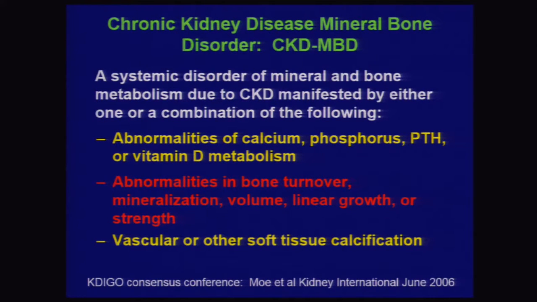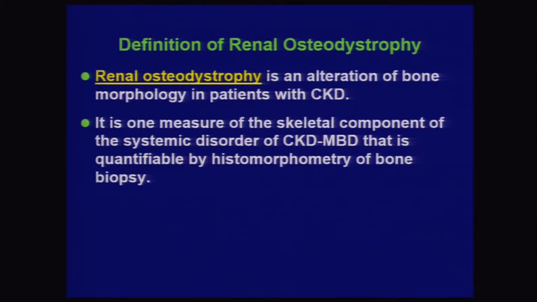So moving on to the next recommendation, which specifically addresses the bone disorder of renal osteodystrophy, or CKD-MBD. Renal osteodystrophy is an alteration of bone morphology in CKD patients. And it is one measure of the skeletal component of CKD-MBD, and it's quantifiable by bone biopsy with histomorphometry.